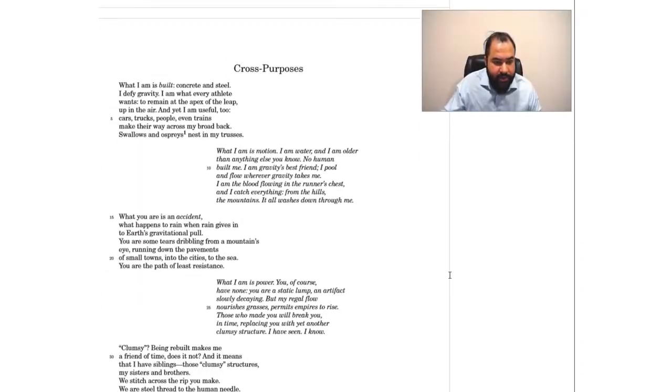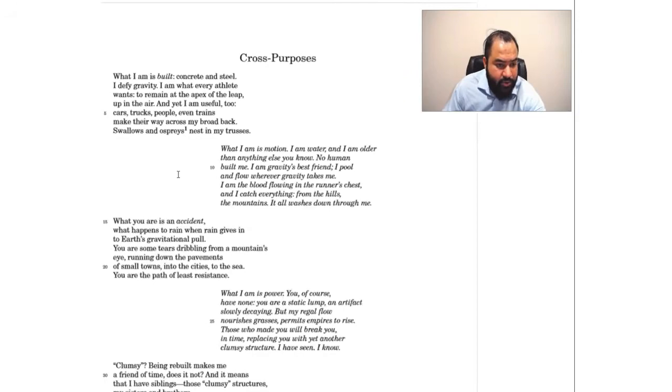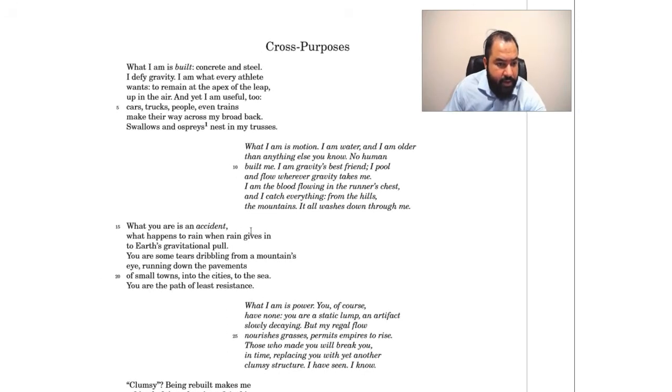Okay, here. This is a nice poem. Let's work on it. It says Cross Purposes. So what does the first stanza say? Let's do it together. We have to interpret it, like read it right and understand what's going on. So let's zoom it in a bit. All right. So it says, what I am is built, concrete and steel. So we know that, okay, someone is talking, he is built, and they introduce it. He introduced himself as concrete and steel.